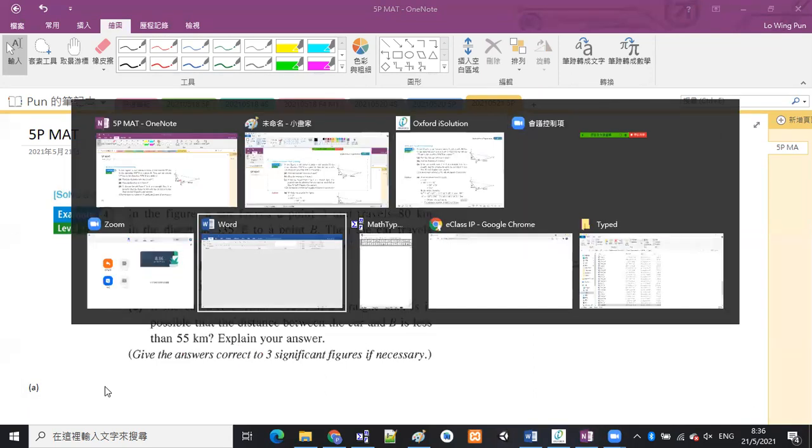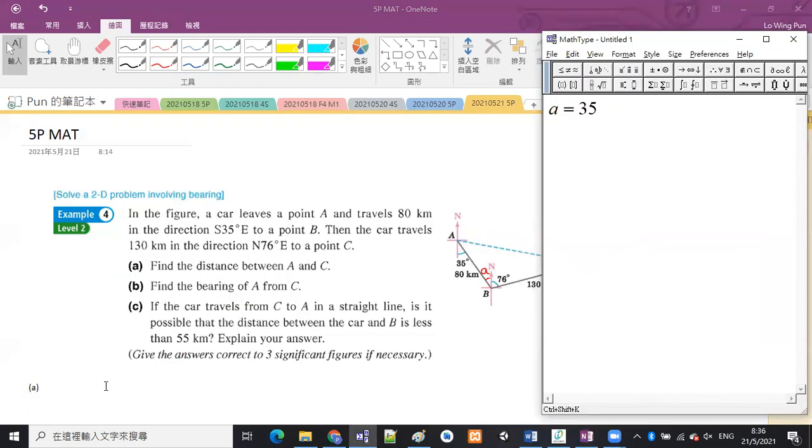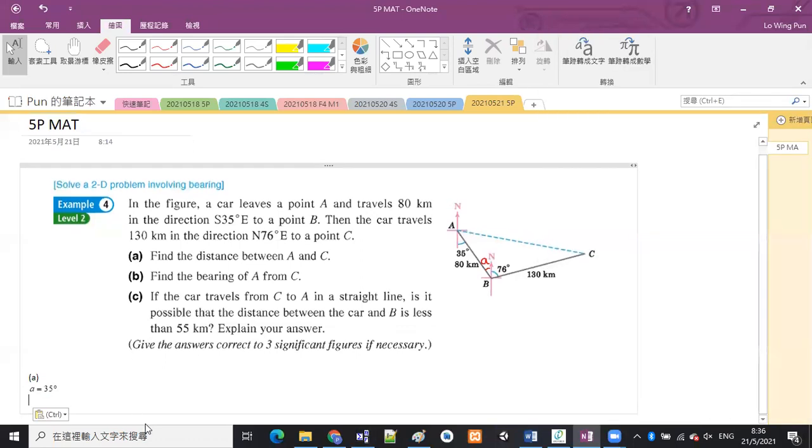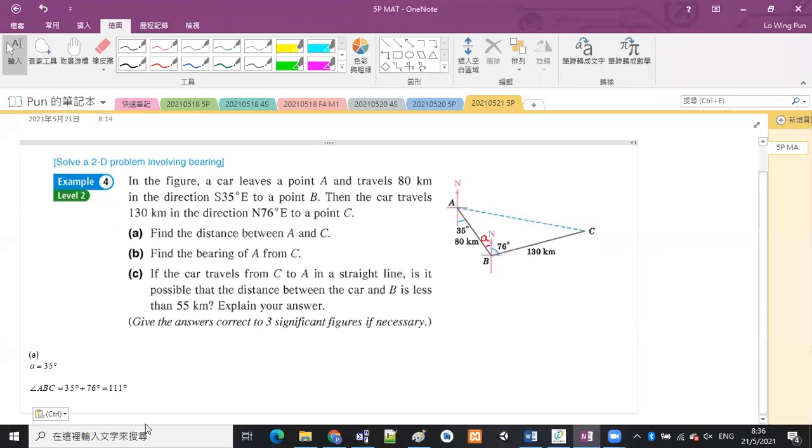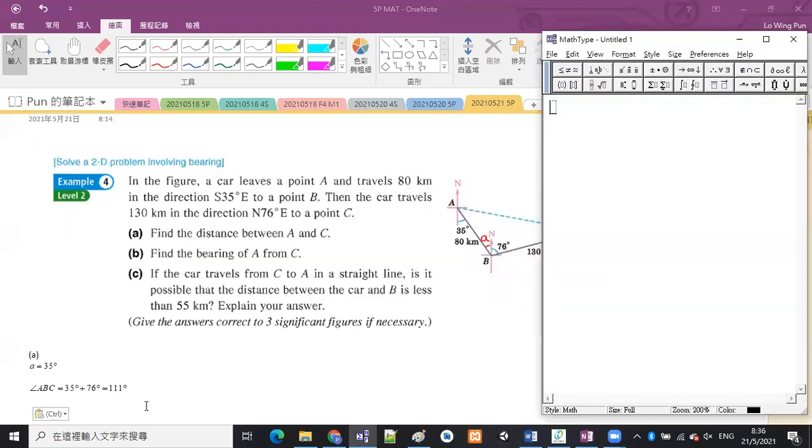Okay, you don't need to write down the reason. Okay, just write down this, to show that you know how to find the A. And then angle ABC is equal to 35 degrees plus 76 degrees. That should be equal to 111 degrees. Yes, thank you. Okay, and then we can go to the main triangle, the target triangle, in triangle ABC.